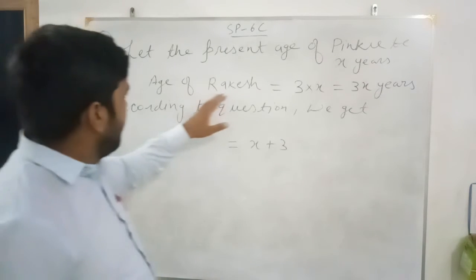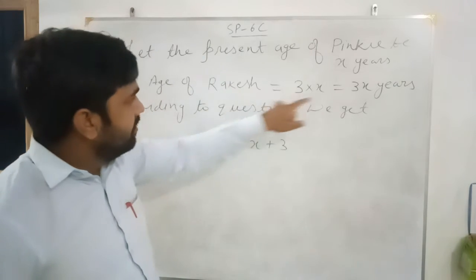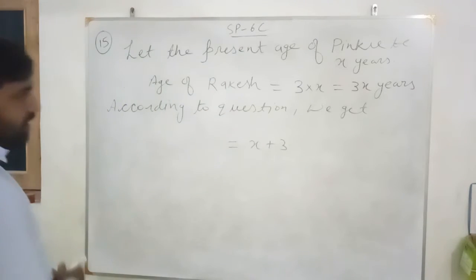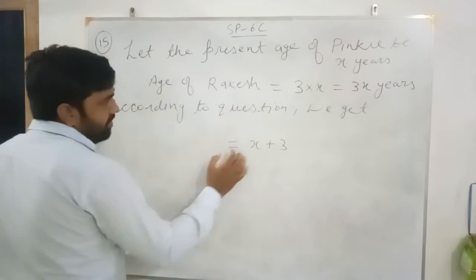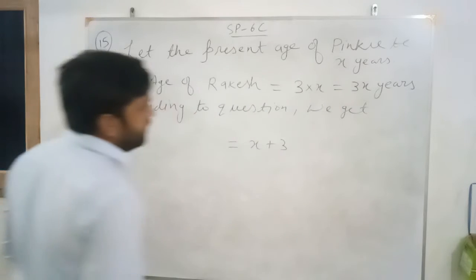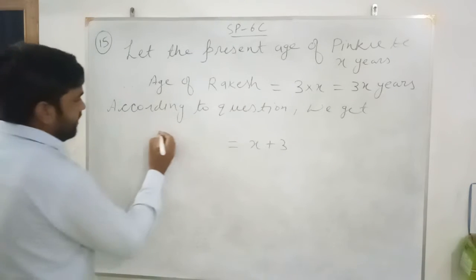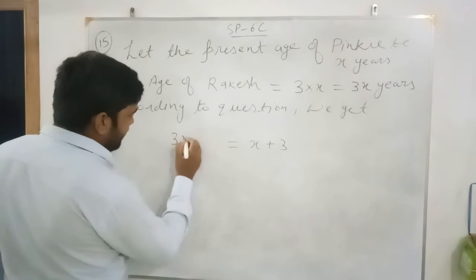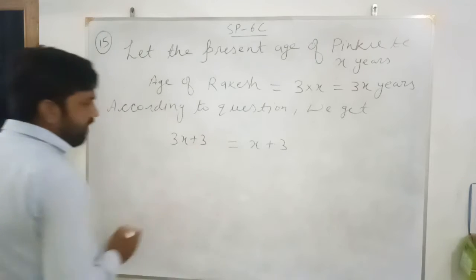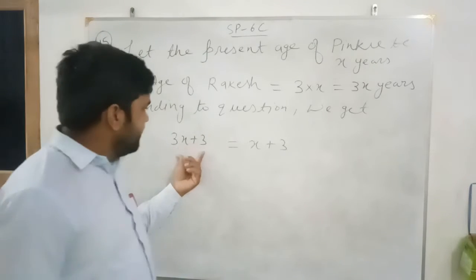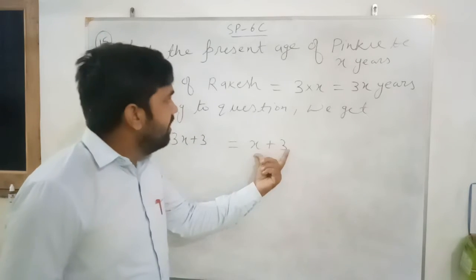But here, Rakesh's age is what? 3x. So after 3 years, what will Rakesh's age be? 3x plus 3. So Rakesh's age is 3x plus 3 after 3 years. But this age is 2 times Pinku's age.